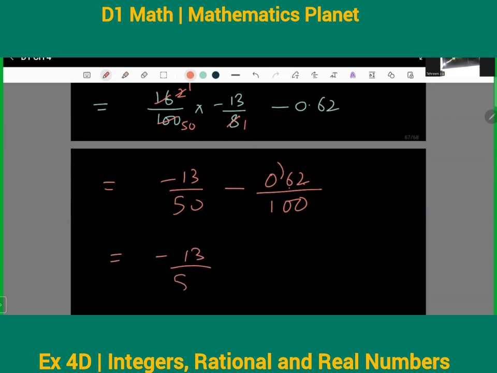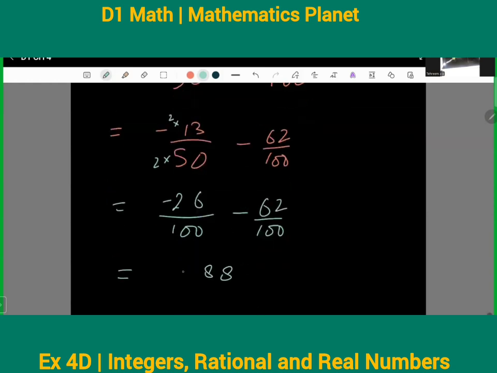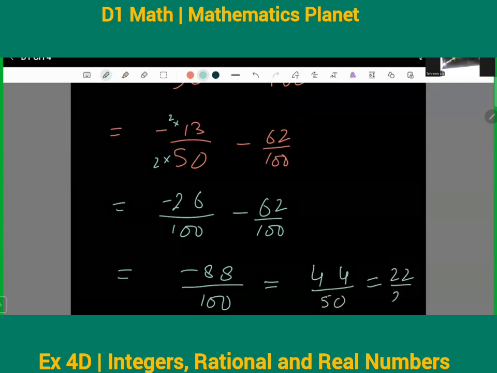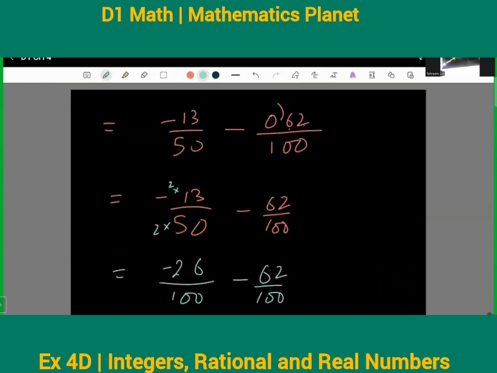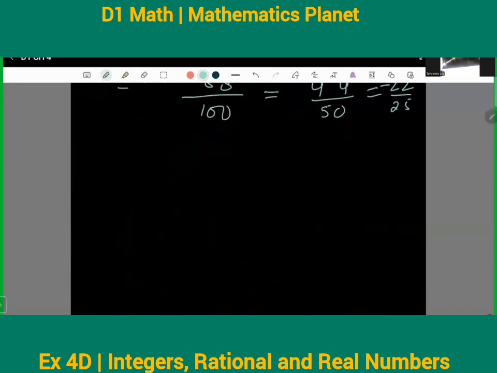So what will I get? Minus 13 by 50 minus 62 by 100. I again want to make this 100, so I will get minus 26 by 100 minus 62 by 100. So I will get minus 88 by 100. 4 times 2 is 8, 4 times 2 is 8, 5 times 2 is 10, 0. 2s are 4, 2s are 4, 2s are 4. So minus 22 by 25 is our answer. Is it clear to everyone? This is C part.